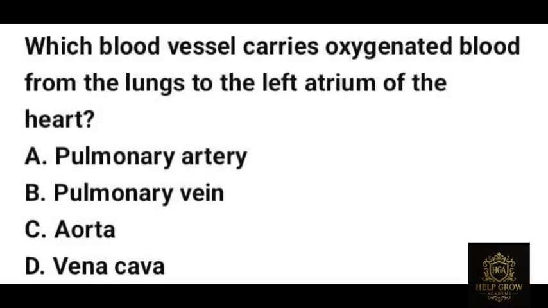correct answer. Question 5 says, which blood vessel carries oxygenated blood from the lungs to the left atrium of the heart? A. Pulmonary artery. B. Pulmonary vein. C. Aorta. And D. Vena cava. The correct option is option B, pulmonary vein.